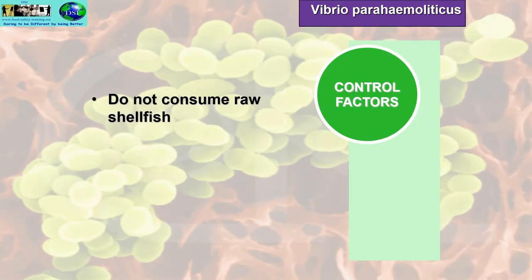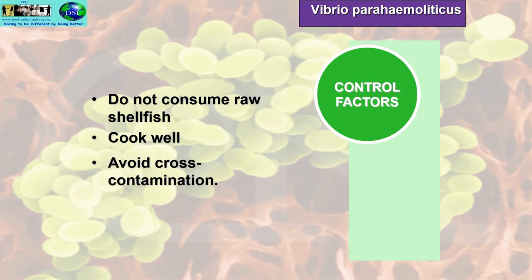Control factors: do not consume raw shellfish. See, there's a big problem there. You know, if you like oysters, again, you need to know the provenance of your oyster, where it comes from, make sure it comes from clean water. Cook well. Again, that's a problem with doing moules marinara or other shellfish dishes. You don't really cook them well. You're only really steaming them until the shell opens. And avoid cross-contamination.